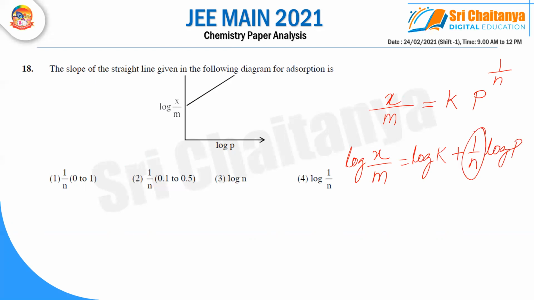Now clearly 1 upon n is the slope, right? And n can take values from 0 to 1 in intermediate pressures. 0 and 1 are not included when you're talking about intermediate pressure. When the pressure is extremely low, then it's a different issue. When it's extremely high, it's a different issue. So option 1 seems appropriate.